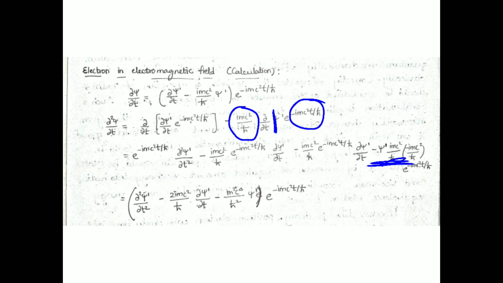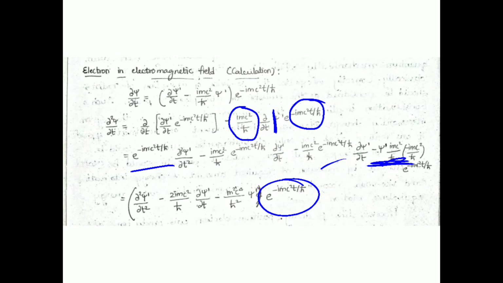So finally what we would get is, everywhere e power minus imc square t by h cut is common, so it has been taken out common. From here we would get dou square xi dash by dou t square. And next from here, minus imc square by h cut dou xi dash by dou t. Here also dou xi dash by dou t, minus imc square by h cut. So both put together we would have minus 2. Minus 1 and minus 1 is nothing but minus 2.